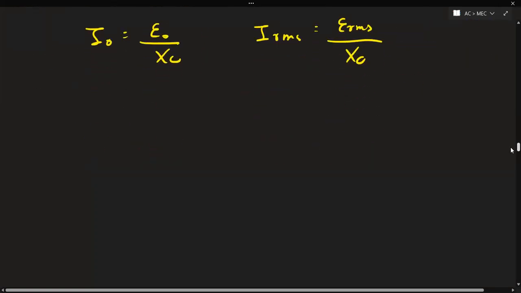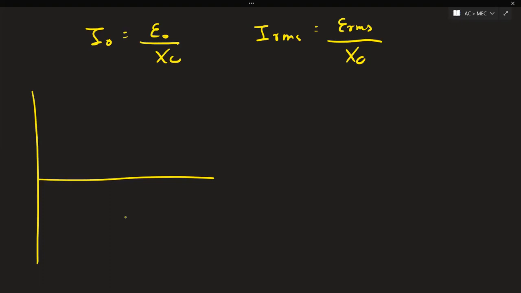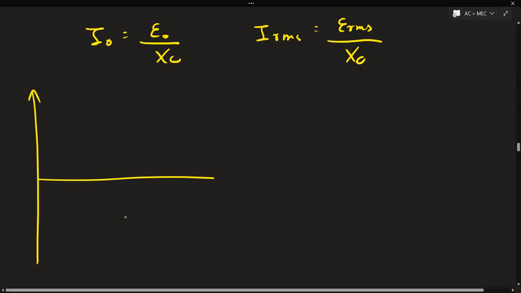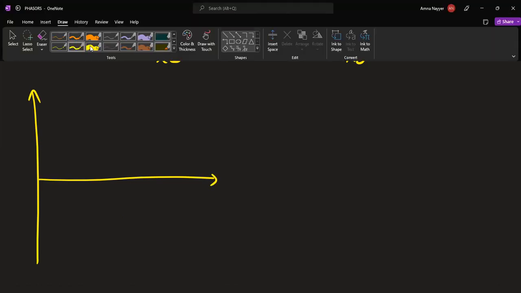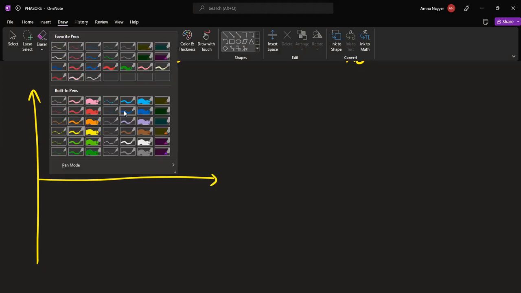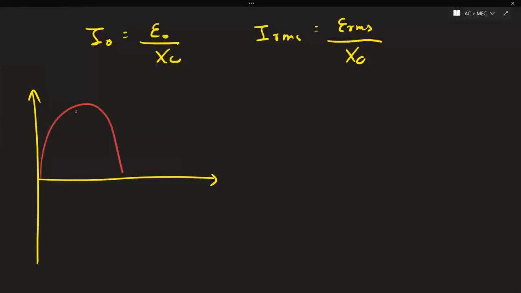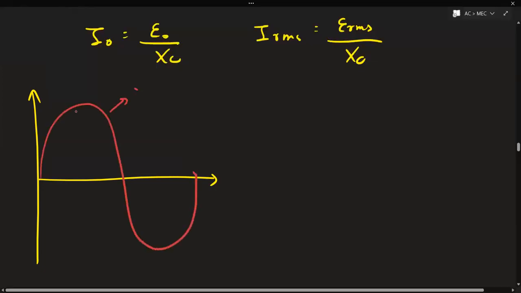Now, one last thing is the graph. The resistance term we have already discussed, but what about the graph? The graph of the AC circuit when only a capacitor is connected. So let's say the EMF is this. This is the EMF. Fine. Now what is happening?